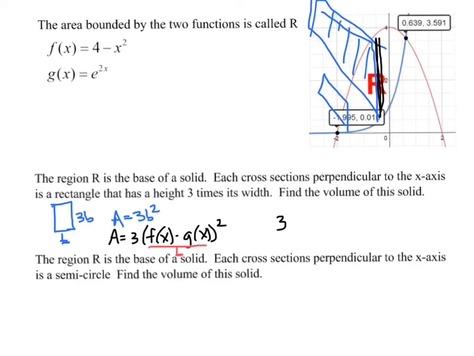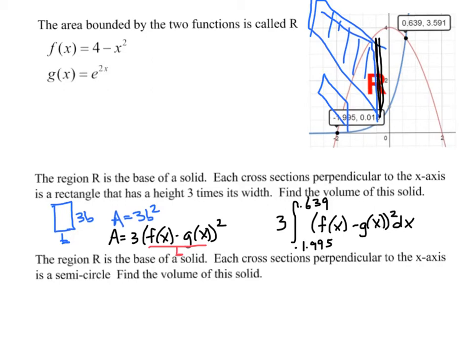I'm going to have 3, I pull that up front, from negative 1.995 to 0.639, f of x minus g of x squared. Now, let me just explain the difference, because people will usually look at this and say, well, this is different than a revolution, because a revolution is f of x squared minus g of x squared.